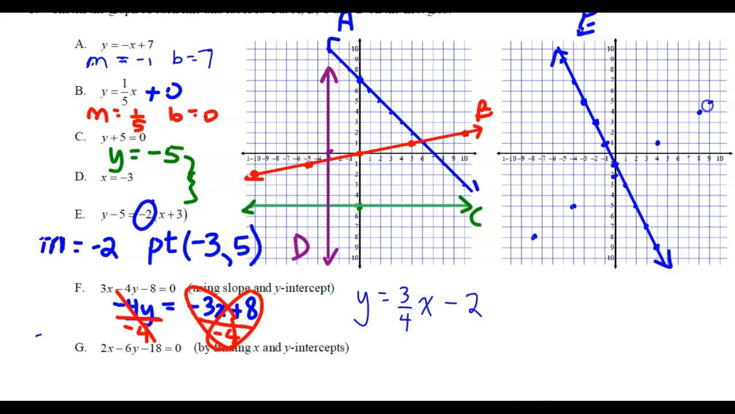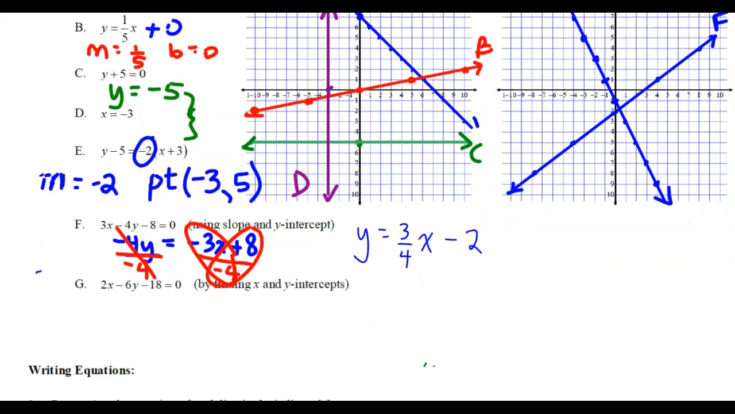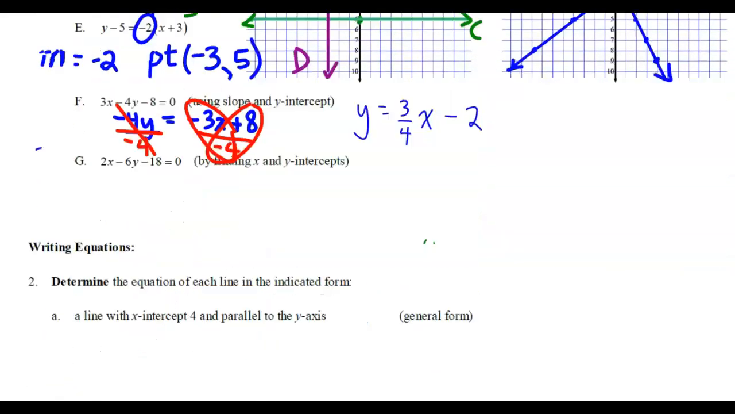I'll start up here. There we go. Same color, but I'll label it so it's okay. And then, so that one is F. And then G, it says by finding the x and y intercepts. So we just went through that.